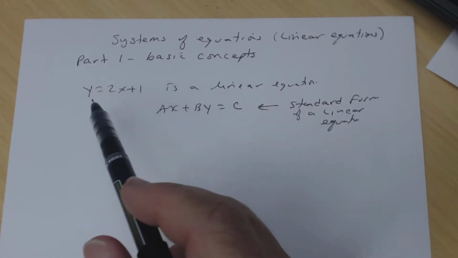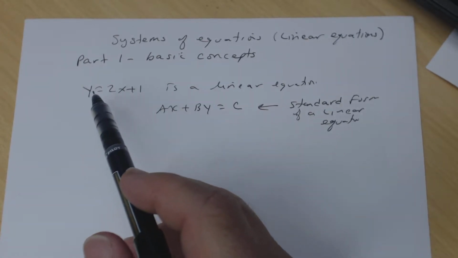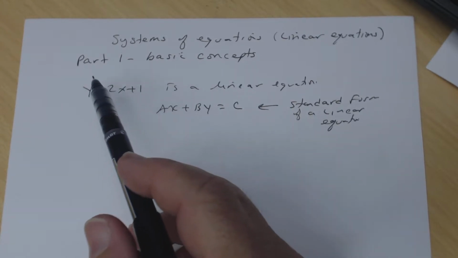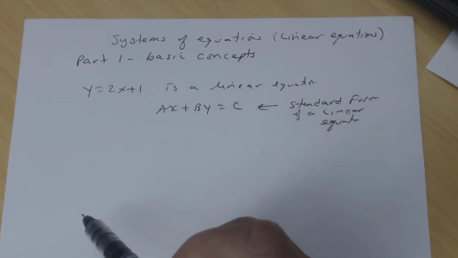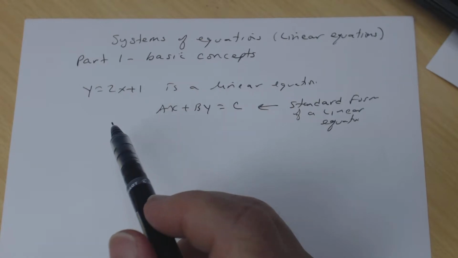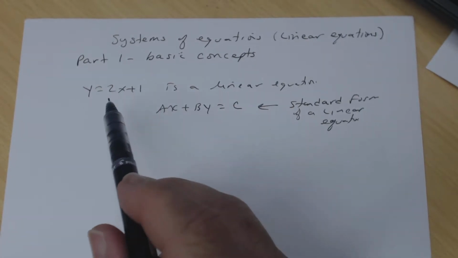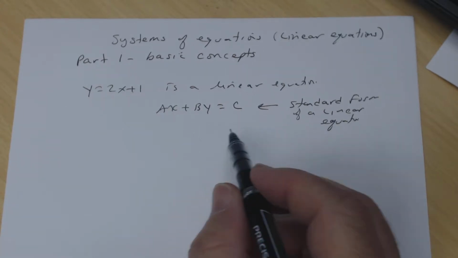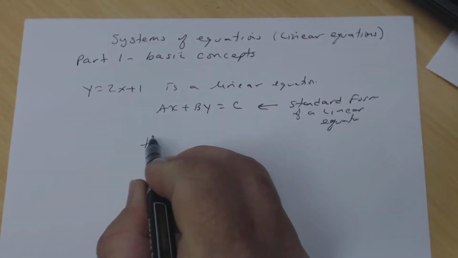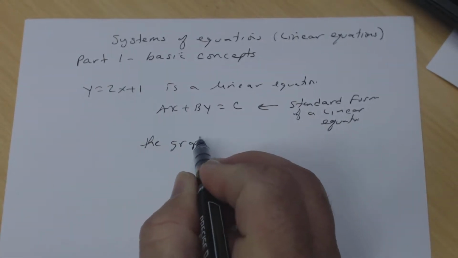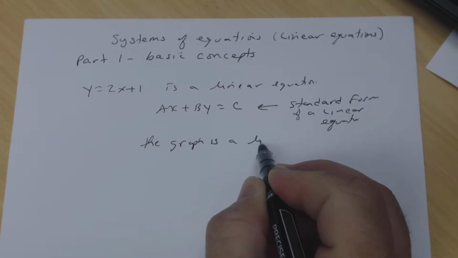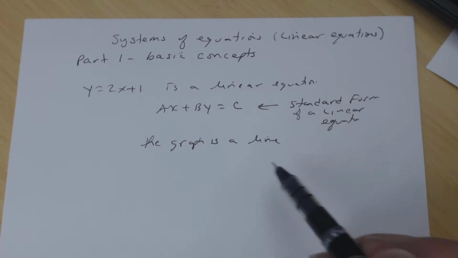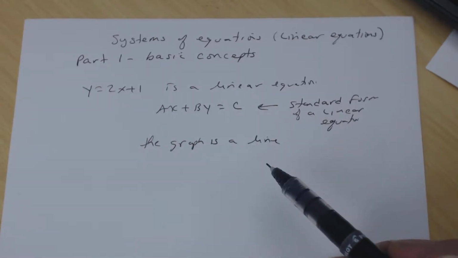Now, y equals 2x plus 1 is not in standard form, but it is still a linear equation. If you notice, the exponents of both y and x are 1, so that's y to the first, x to the first. You also recall that when you graphed this linear equation, the graph was a straight line. And hence in the word linear is the word line. So when you graphed it, you ended up with a line.